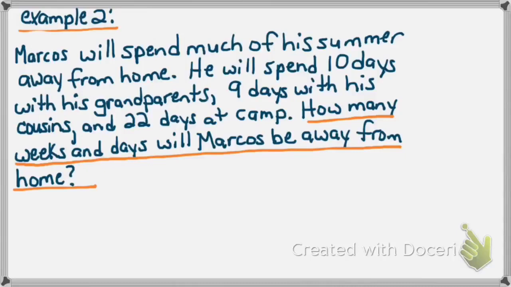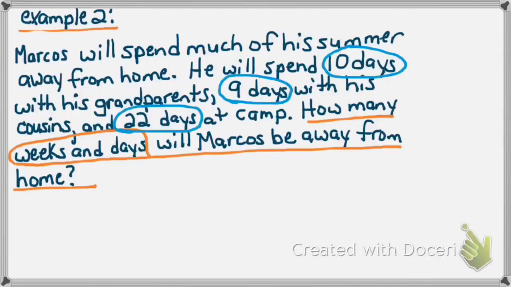Let's see what I know. Well, I know that I need weeks and days for my final answer. I know that he spent 10 days with his grandparents. He spent 9 days with his cousins, and he spent 22 days at camp. So do I know the full total amount of days that he spent? No, but I know 3 individual amounts. Sounds to me like this is going to be a 2-part problem. First, part A, I need to figure out how many days he spent away altogether. So what will I do for that?